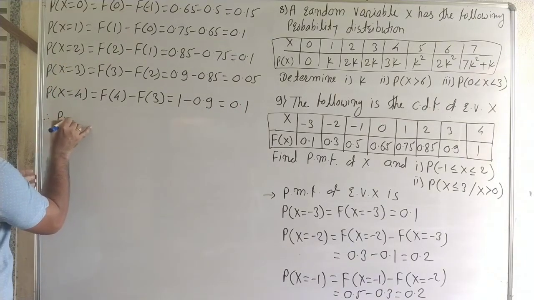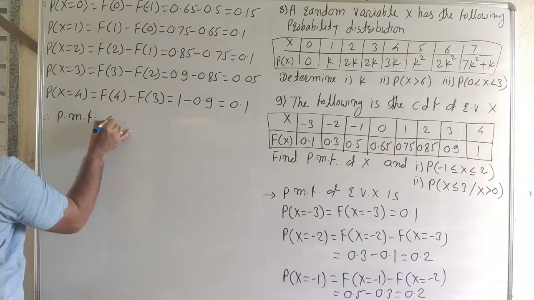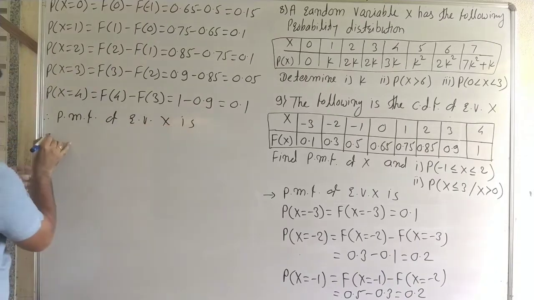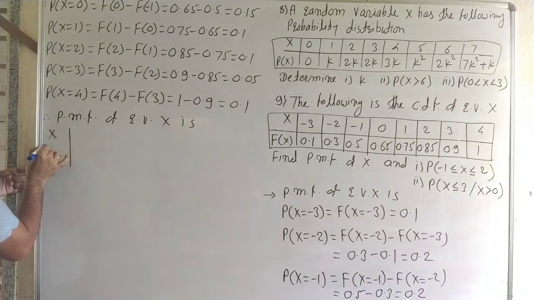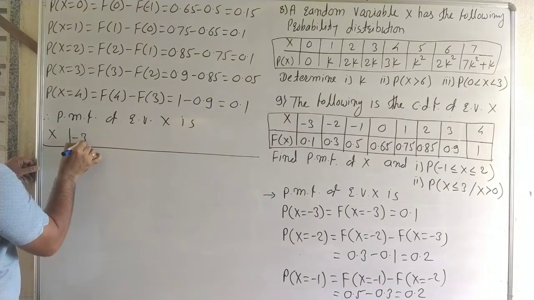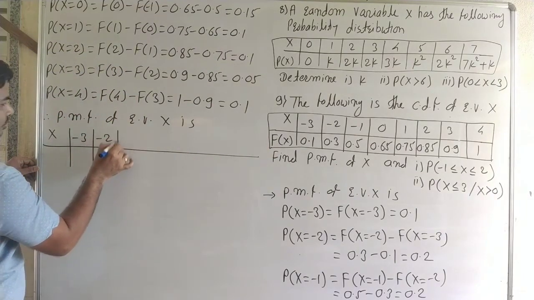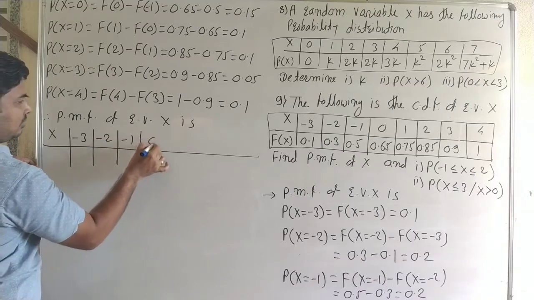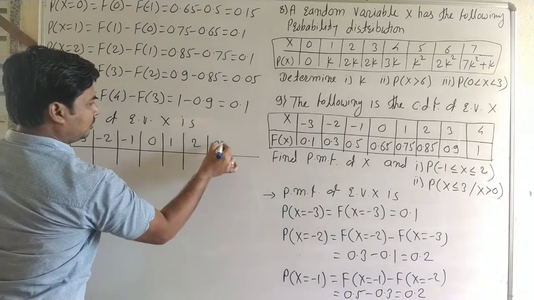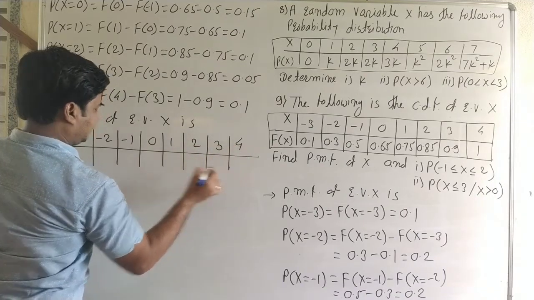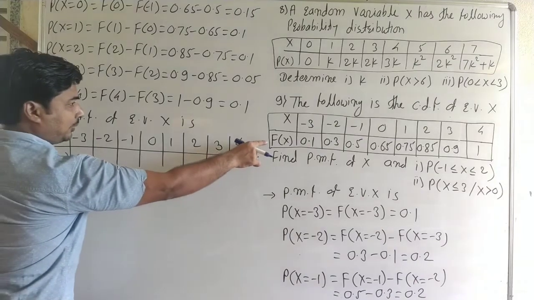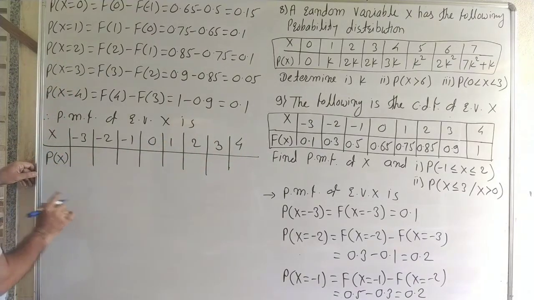Therefore, the PMF of random variable x is: here random variable x takes values -3, -2, -1, 0, 1, 2, 3, and 4. Now here it is the probability of x. Given f of x, we find the probability of x.